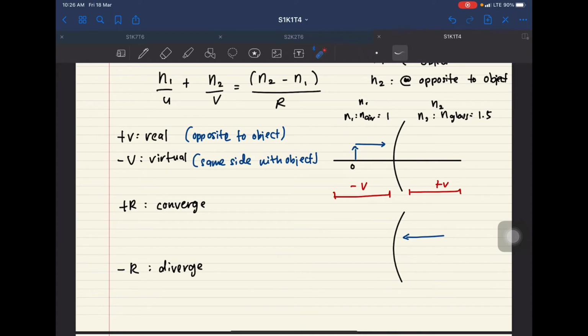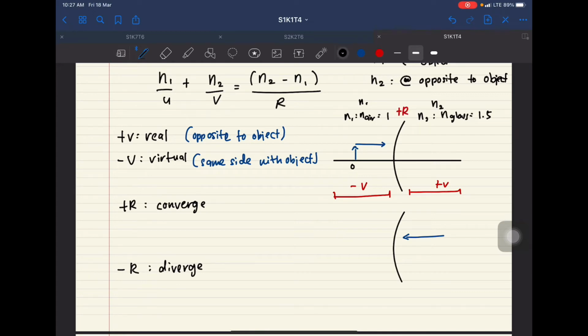Okay, back to this one. So this is your object. Remember, ray diagram will start from the object itself. Wherever the object is, that is where the ray diagram starts. So object is over here, ray diagram in this direction. From this point of view, you can see that this one is convex. Behavior is converge. Therefore, R will be positive. So this one is positive R.